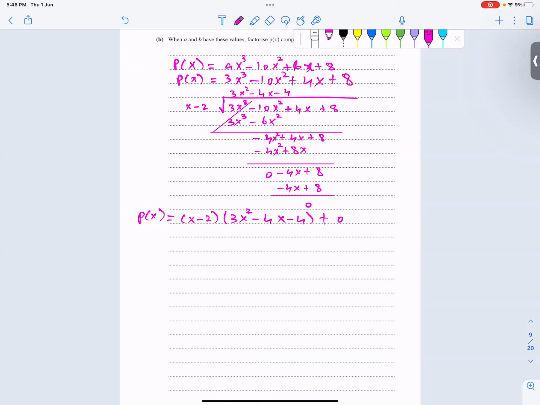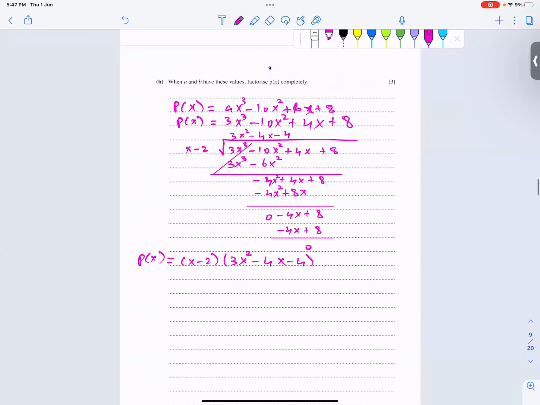If you want to rewrite the expression using long division, write P of x on the left side. P of x is the product of the divisor and quotient, plus the remainder, and the remainder is actually 0. So we have P of x equal to (x minus 2) times (3x squared minus 4x minus 4). Now, the question says factorize P of x completely.